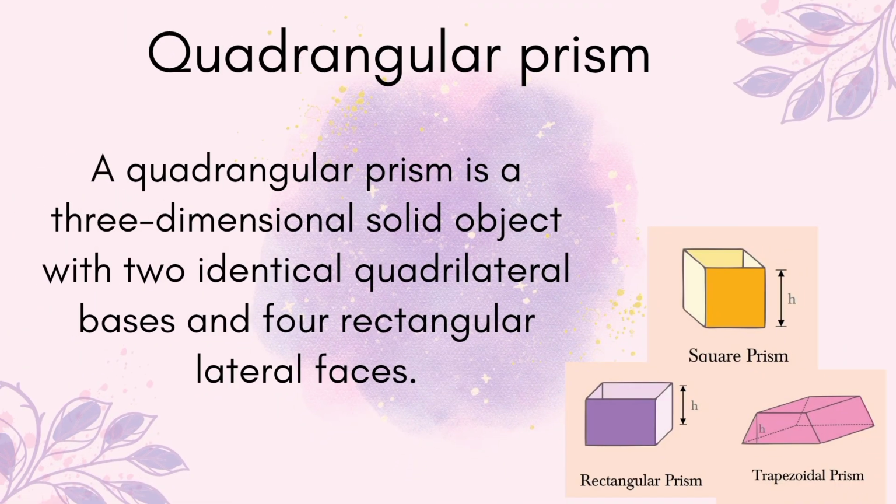Now, there is another type of prism, the quadrangular prism. A quadrangular prism is a three-dimensional solid object with two identical quadrilateral bases and four rectangular lateral faces. It means that if any quadrilateral is the base of a prism, then we can say that it is a quadrangular prism. For example, square prism, rectangular prism, and trapezoidal prisms are quadrangular prisms.